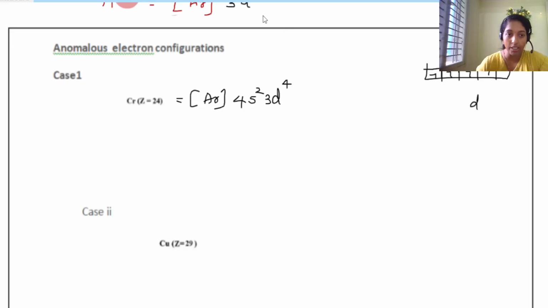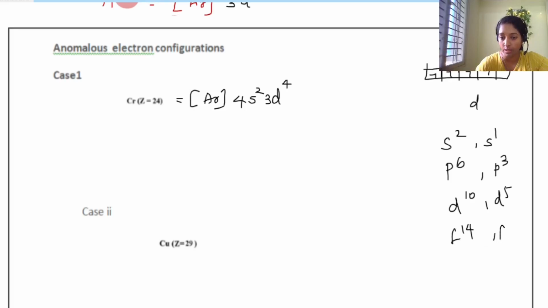What I'm telling you is there is extra stability for fully filled and half-filled orbitals. For s, fully filled means s2, half-filled means s1. For p, completely filled means p6, and half-filled means p3. d10 and d5. Similarly, f14 and f7. These have some extra stability.